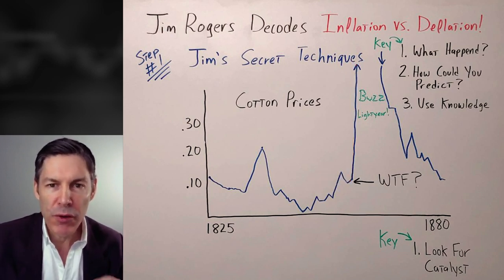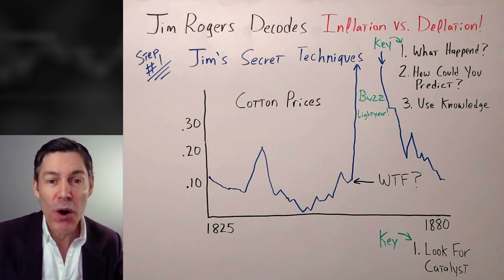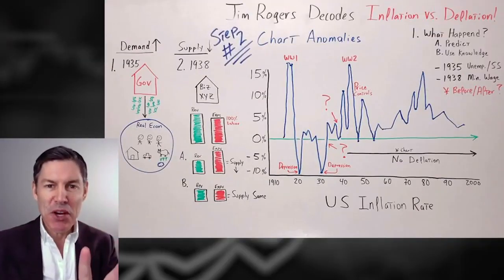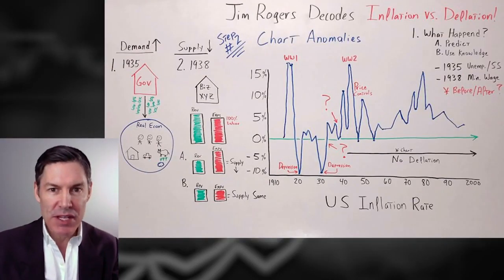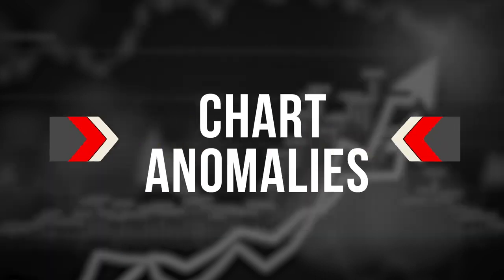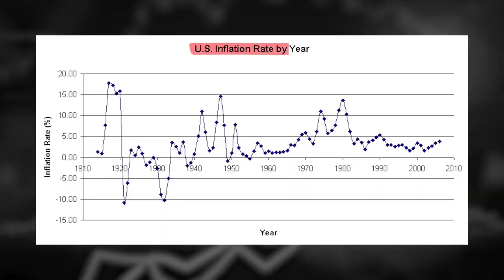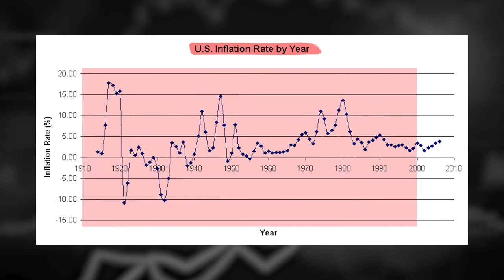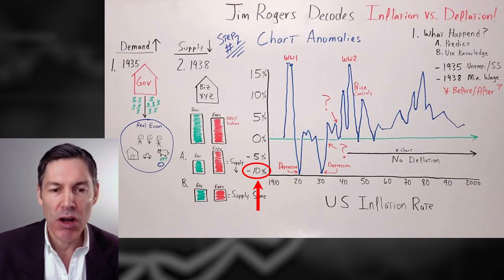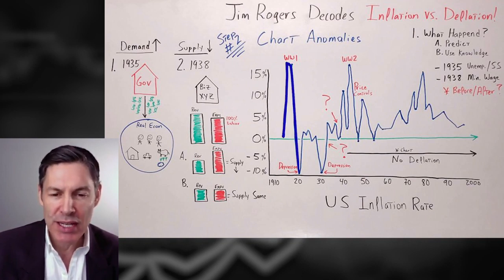Now let's use what we've learned from Jim Rogers in steps number 2 and 3 to try to predict whether or not we're going to have inflation or deflation. Step number 2! Now let's dive into some chart anomalies regarding inflation and deflation. I've got a chart of the U.S. inflation rate going back to 1910 all the way to 2000. On the left, it goes from negative 10% all the way up to a positive 15%. So inflation skyrockets. World War I comes crashing all the way down in 1920.